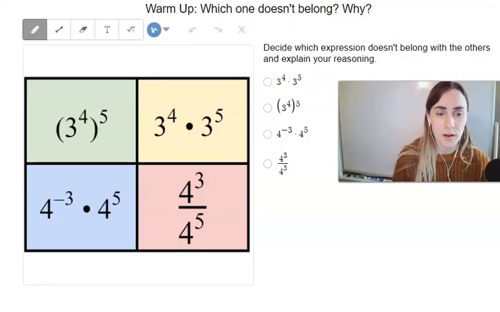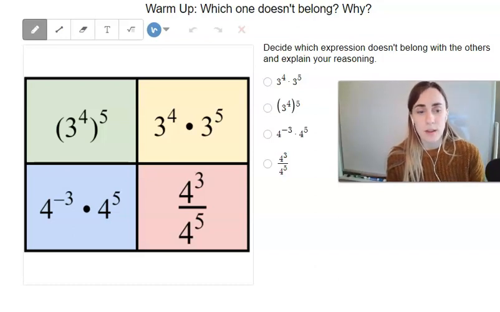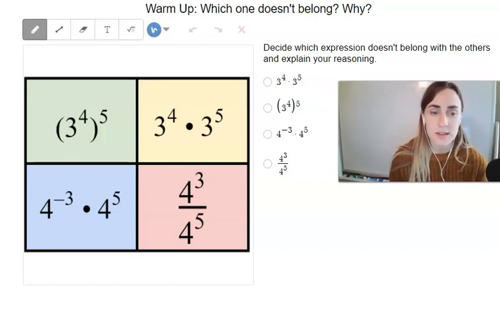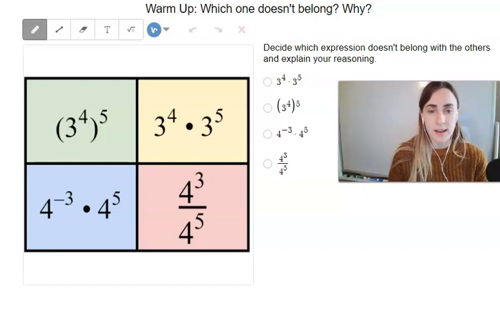So I'm going to start with an example that I recently used in class, and this is a which one doesn't belong activity that I created. So if you are creating your own which one doesn't belong, my suggestion is that you try to keep as much the same as possible, except for what you want to highlight with students.